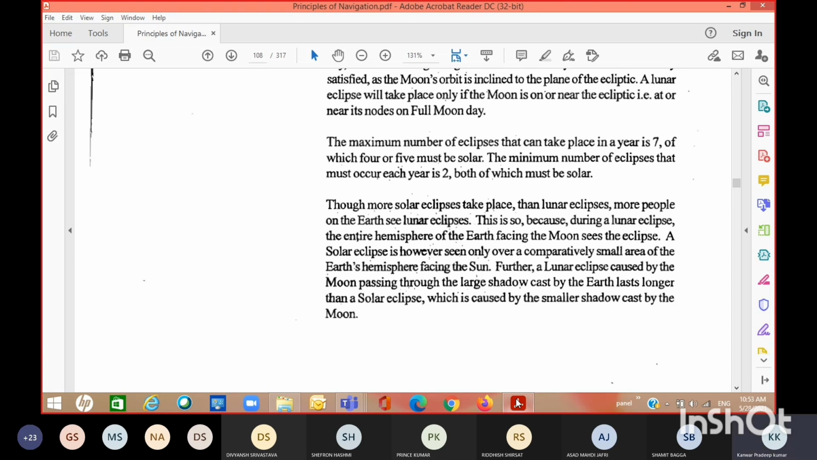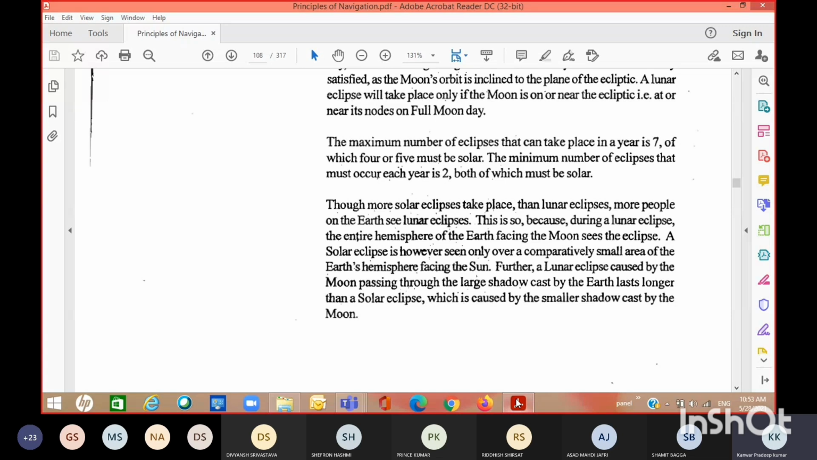The maximum number of eclipses that can take place in a year is 7, of which 4 or 5 must be solar. The minimum number of eclipses that must occur each year is 2, both of which must be solar. So if there are 2 eclipses occurring, they will be both solar. But if there are more, maximum only 7 can take place, out of which 4 or 5 must be solar.